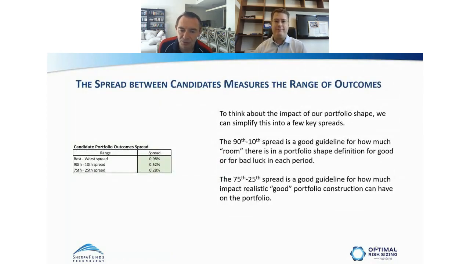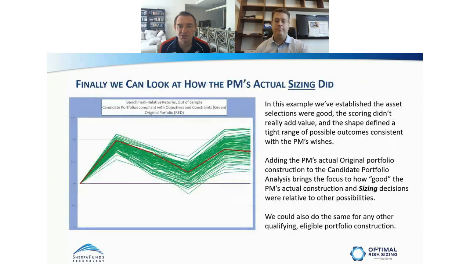So we tend to look at either of these two metrics. The best to worst generally isn't so interesting because there's going to be one or two that are wildly out there. But the 90-10 or 25-75 percentile spreads give you a pretty good guide for how wide your possible set of outcomes are. And that really is driven by what you have said your objectives and constraints, what your shape really is. So that's the third of the three S's.